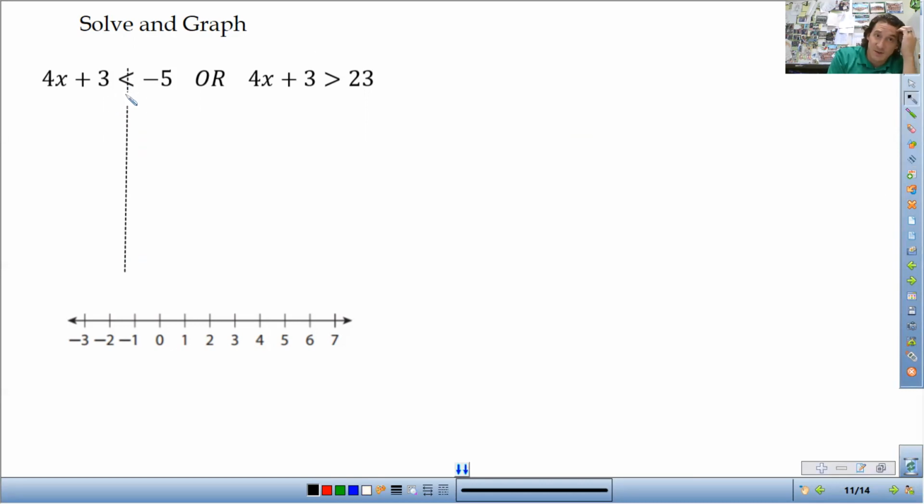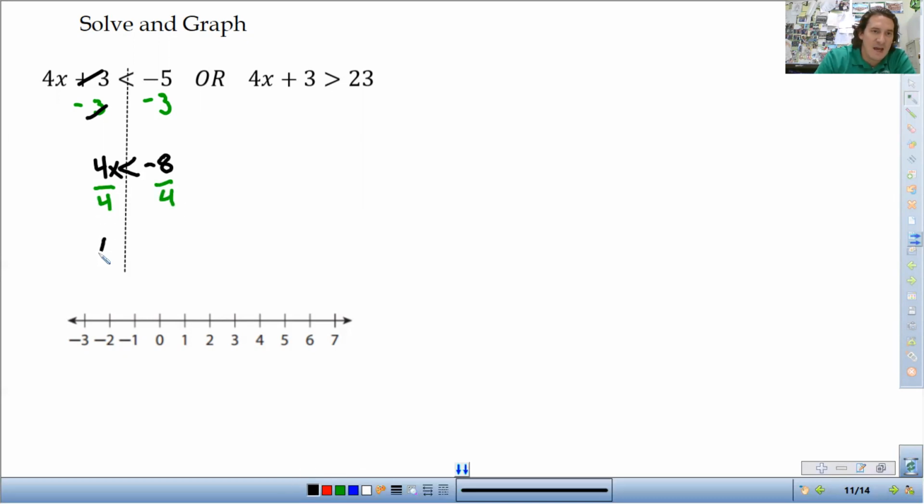So 4x plus 3 is less than -5. I'm going to start off by subtracting 3 from both sides. +3 minus 3 cancel out, I get 4x. I do not flip the inequality since I just subtracted 3. You only flip when you multiply or divide by a negative. So -5 minus 3 is -8. And then divide both sides by 4.